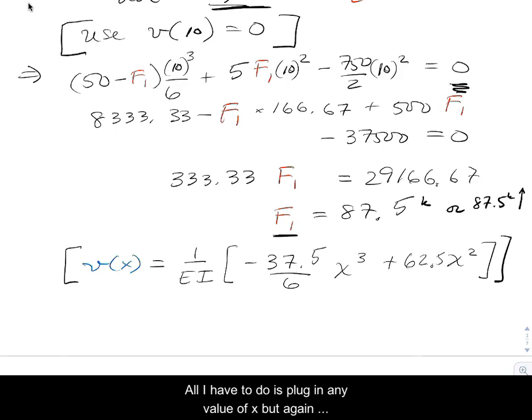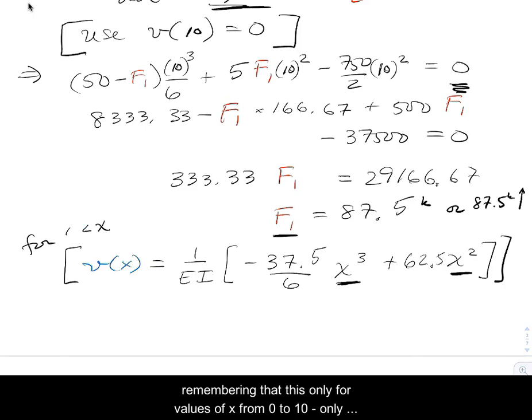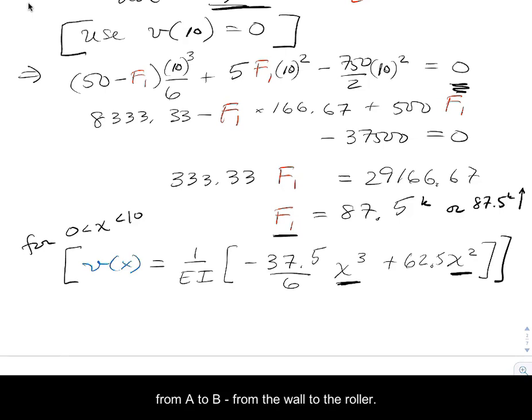So all I have to do is plug in any value of x. Again, remembering that this is only for values of x from 0 to 10, only from A to B, from the wall to the roller. That equation, that solution does not work on the right side of the roller on those last 5 feet, the 5 feet of overhang.